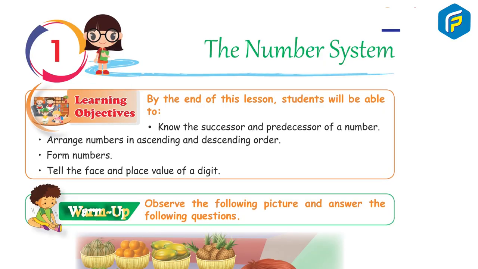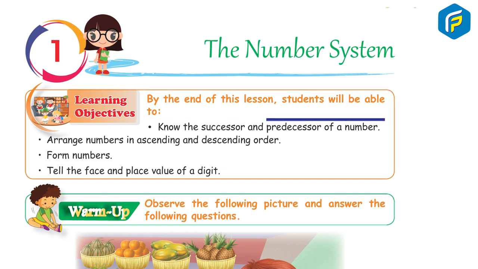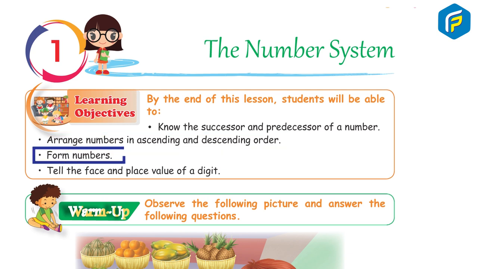Chapter 1. The Number System. Learning Objectives. By the end of this lesson, students will be able to know the successor and predecessor of a number. Arrange numbers in ascending and descending order. Form numbers. Tell the face and place value of a digit.